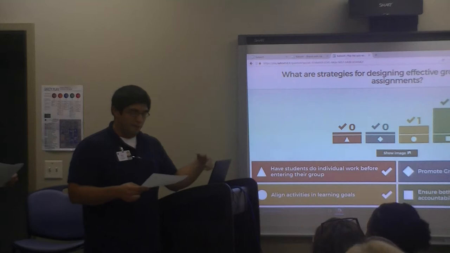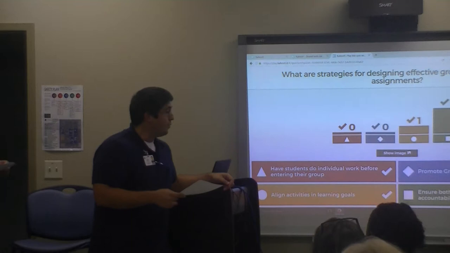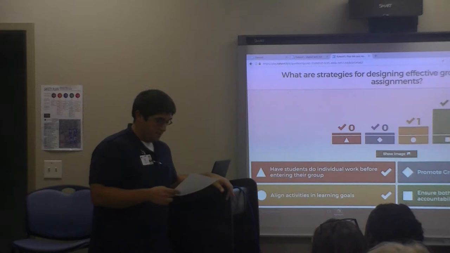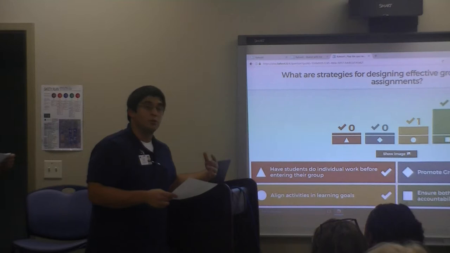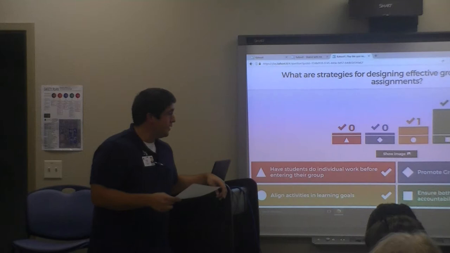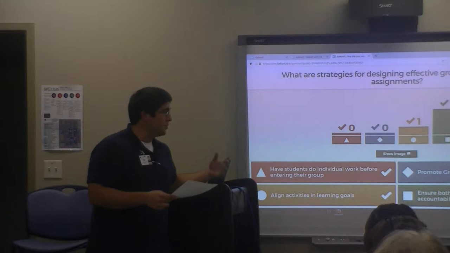Promote group cohesiveness. That ensures cooperation and prevents individuality between the students, so that students can share amongst each other, talk with each other, and align activities and learning goals. What that does is ensure students are actually learning and trying to get to their goal, versus putting something together and having no idea where the end point is. Ensure both individual and group accountability. Once again, that goes back to participating within a group and the peer review process amongst each other, so that way everyone gets a grade for what everybody does.